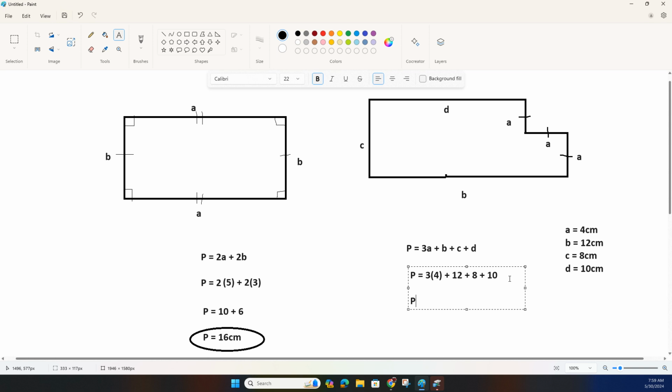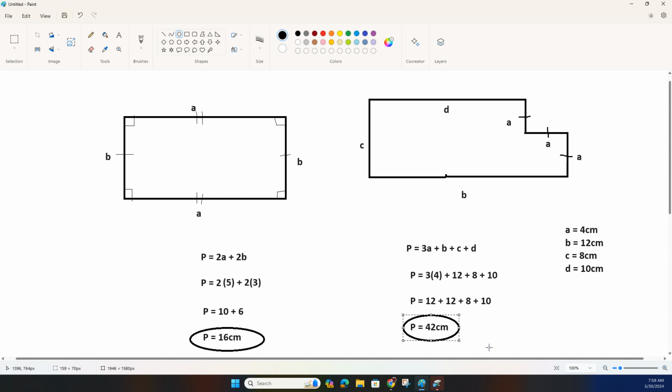I have to use BEDMAS to follow the proper order of operations. So I see a bunch of addition and I see a multiplication. Yep, multiplication comes first. And everything else just drops down. Okay, next step. I see a whole bunch of addition. So I'll just add it all up. 12 plus 12 is 24. 24 plus 8 is 32. 32 plus 10 is 42. I need my units, and I absolutely have to circle my answer.